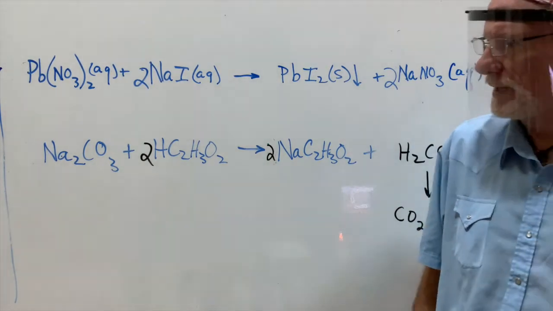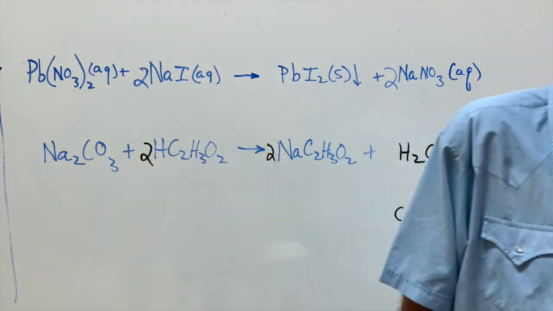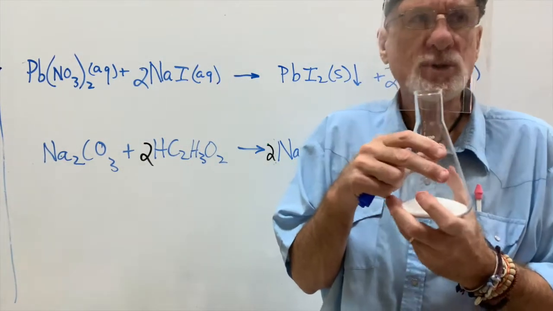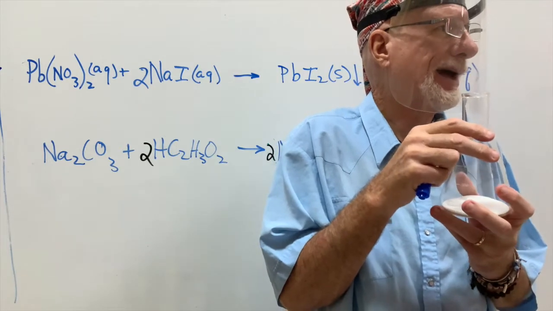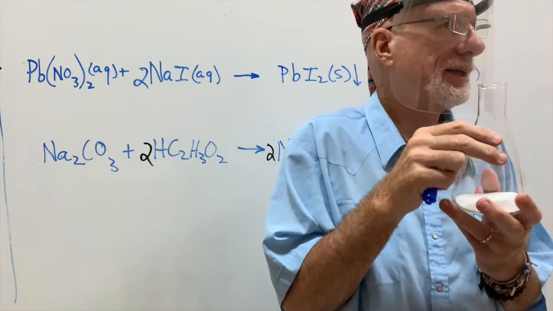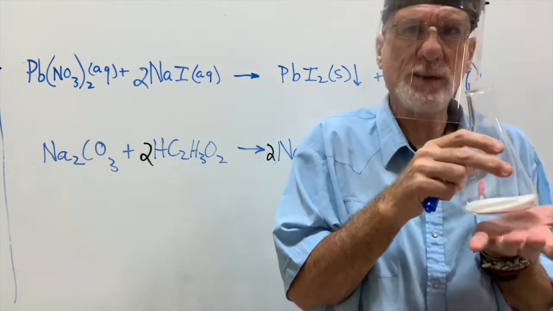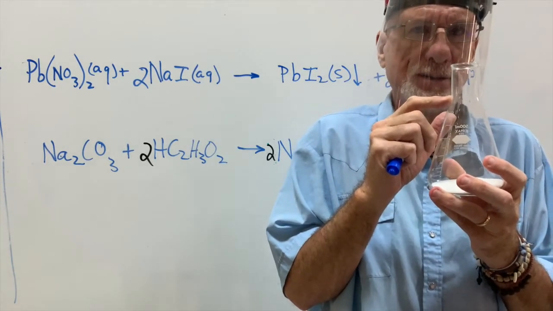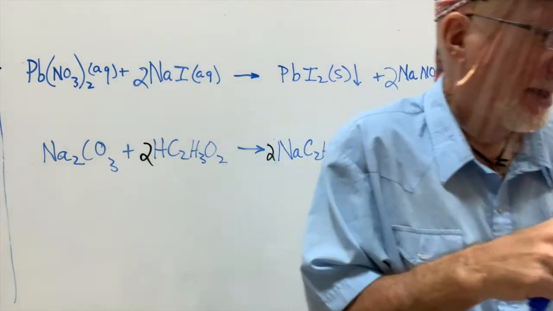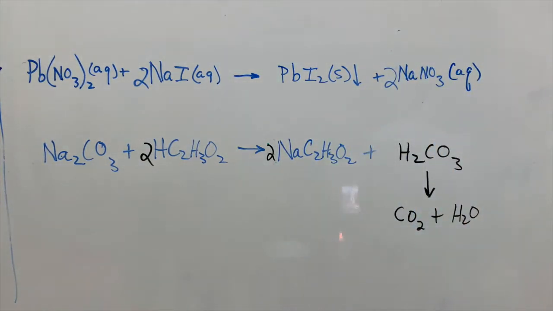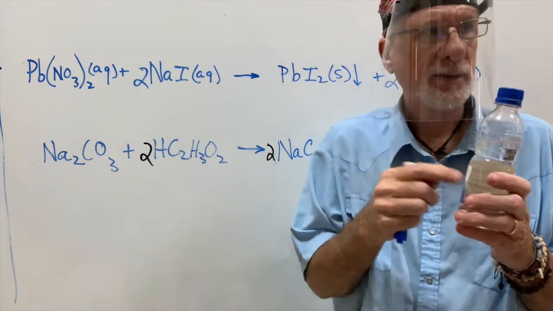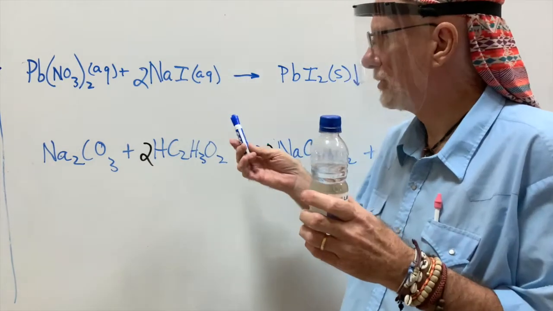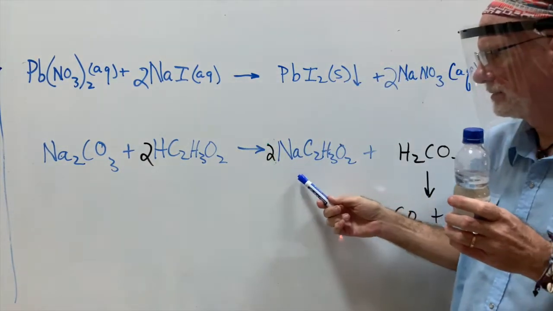Clear? Okay. The next one is going to be sodium carbonate, which is here, and I have it in a particular flask. This is called an Erlenmeyer, E-R-L-E-N-M-E-Y-E-R, Erlenmeyer flask. And I have it in here because you'll find out. Okay. And I'm going to mix that with acid. You all have had this acid before. Okay? You have. It's called acetic acid here.